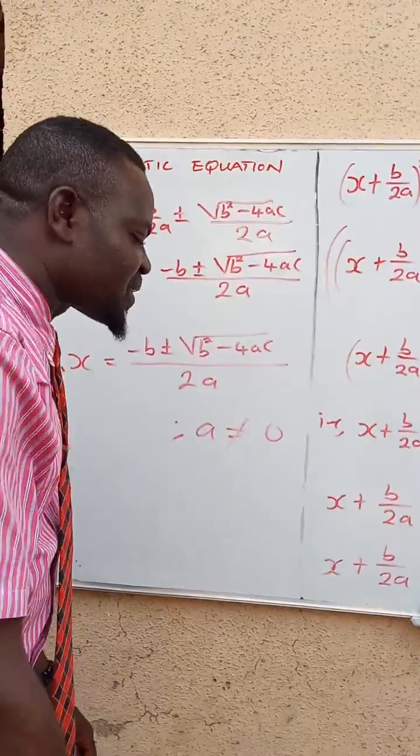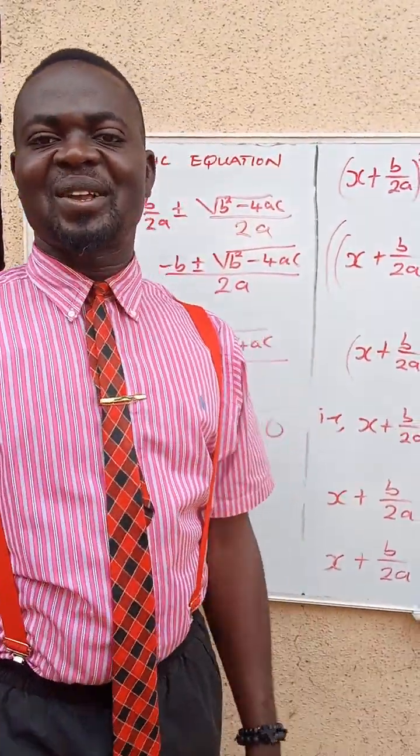a should not be equal to 0, so that it should not be indeterminate. Thank you so much.